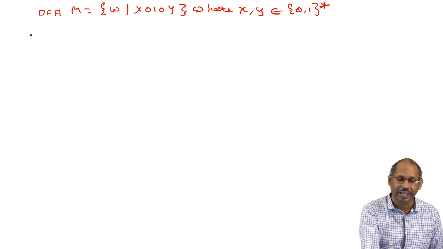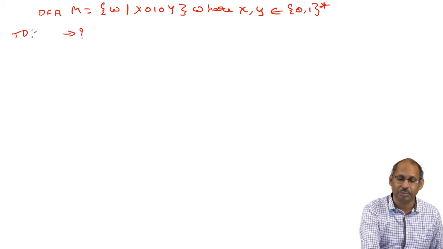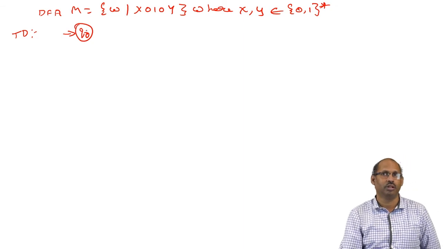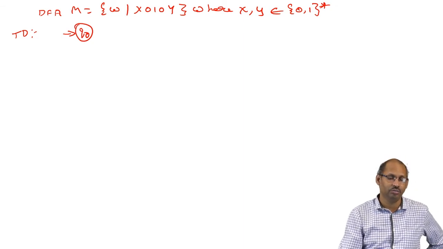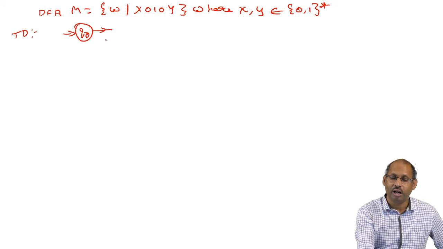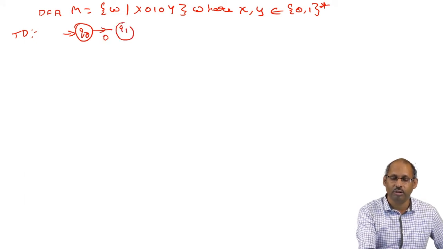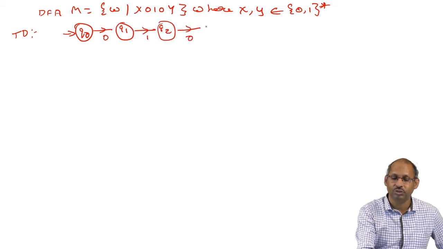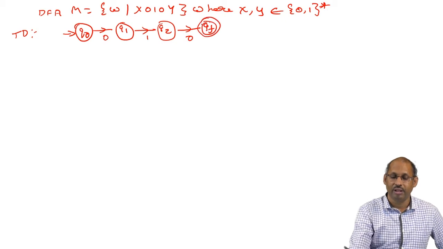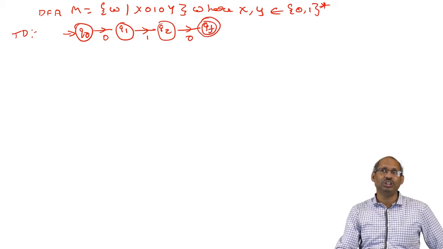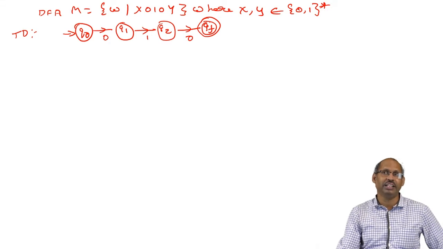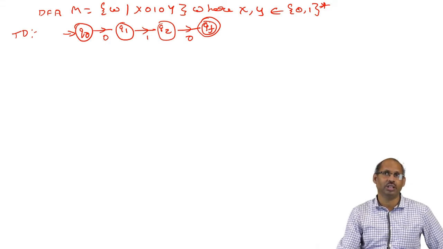the transition diagram first. The initial state we represent with an arrow, Q0. Then on 0 it goes to Q1, on 1 goes to Q2, on 0 goes to Qf. We are representing our condition 010. Q0 on 0 goes to Q1, Q1 on 1 goes to Q2, Q2 on 0 goes to Qf.